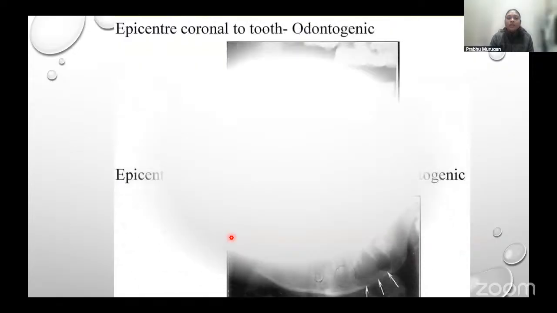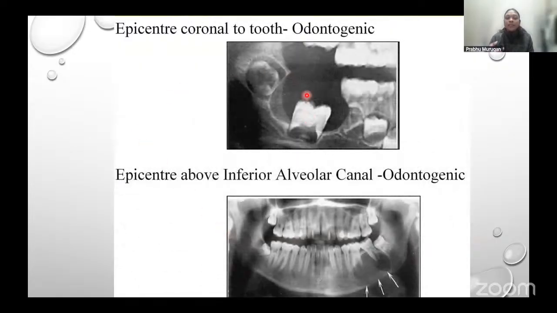So the epicenter means from where the lesion is originating. Whenever the epicenter is coronal to the tooth, it means it is odontogenic in nature. Similarly, if it is mostly present periapically, or if it is not touching the tooth, or not involving the tooth, it is non-odontogenic in nature. The reason being, if you have a radiolucency present in the periapical region, involving the apex of the tooth, and if there is any kind of abnormality in the tooth, then we have to correlate it with the odontogenic pathology.